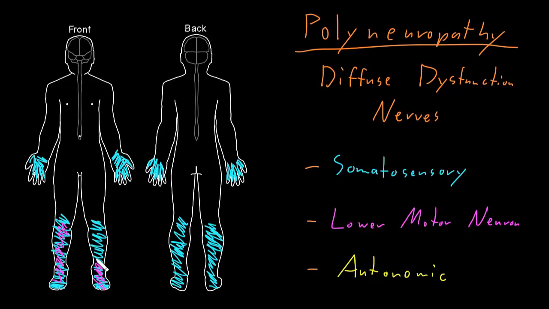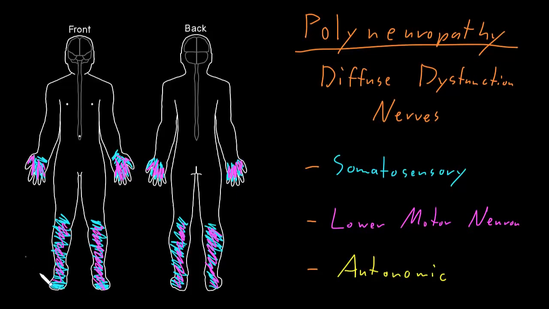that we're usually going to see, usually in the same pattern, the same distribution. And we call this pattern the distal symmetric or symmetric distal. So it's about the same on the right and the left side, and it's the distal or the distant parts of the limbs that are affected first or most severely.